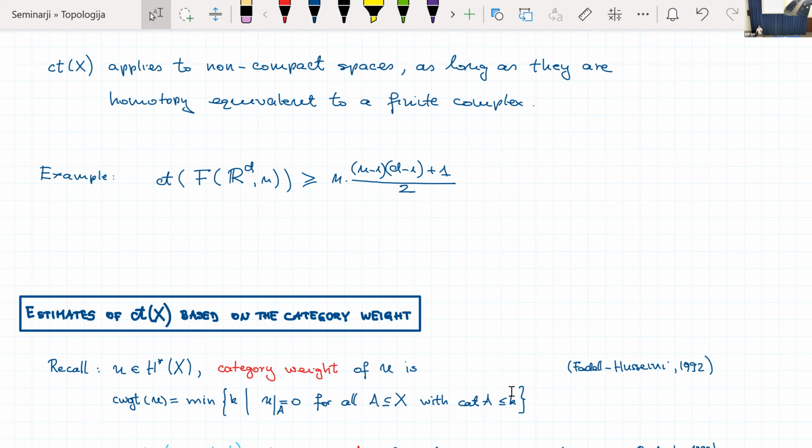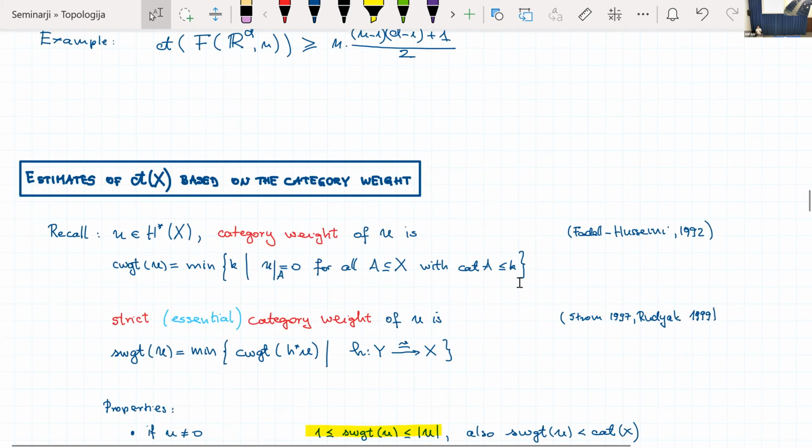Well, unfortunately, this concept is not homotopy invariant. So there is something that is called strict or essential category weight. The first concept was introduced by Fadell and Husseini in '92, and then it was refined, or homotopy invariantized if you want, by Jeff Strom and by Yuli Rudyak in the late '90s. They said, okay, the category weight is just this number. So this is a minimum of category weight. Strict category weight is the minimum of category weights when you pull back along a homotopy equivalence. So in a sense, essential category. Okay, now what are the main properties of category weight?